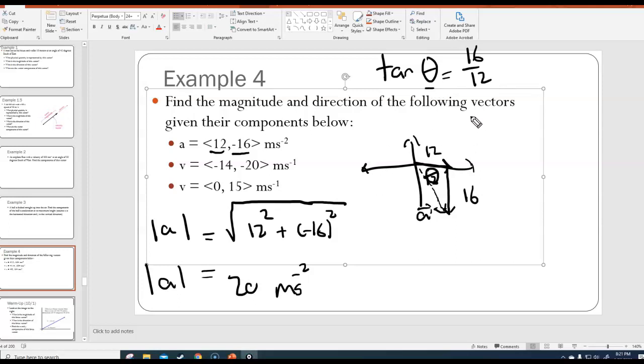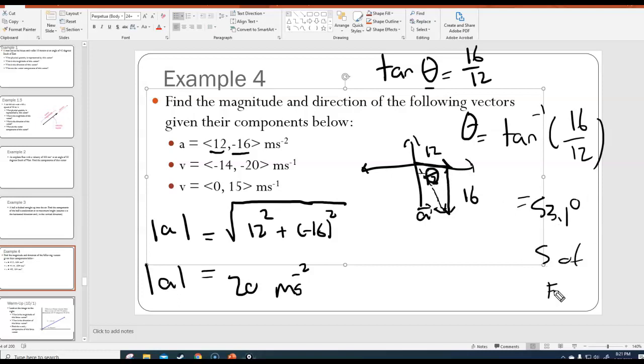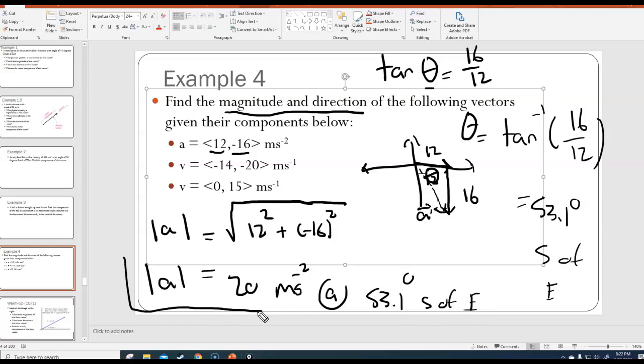How do you find a missing angle? Well, in the last video, we talked about using inverse trig functions. Because what undoes tangent, if we want to get theta by itself, is inverse tangent. And so if you do that to both sides, you get the inverse tangent of 16 over 12. If you type that into your calculator, you get 53.1 degrees. And just looking at the picture I drew, that would be south of east. And so the answer to this question, find the magnitude and direction of the following vector, for the first one, would be 20 meters per second squared at 53.1 degrees south of east.